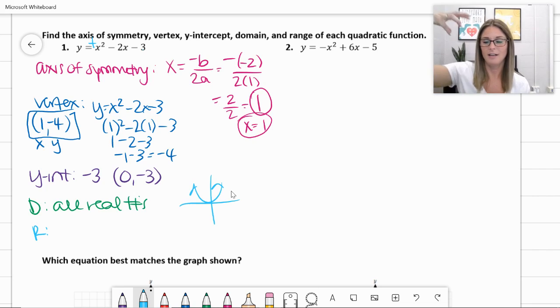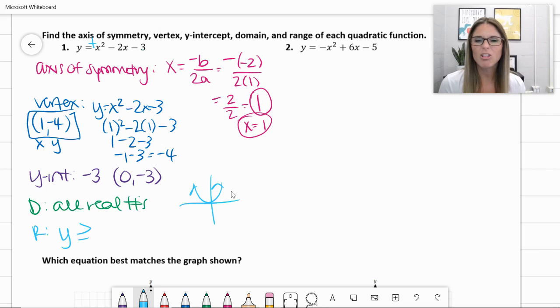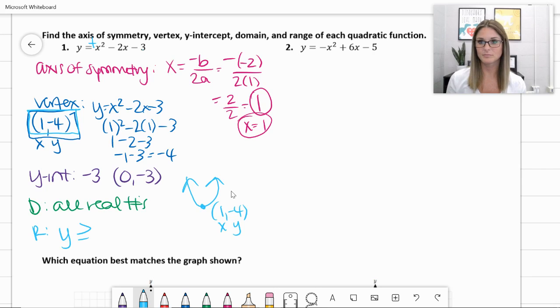So my range is going to be all the y values that are greater than or equal to what? How low does it go? Well, as low as my vertex goes. My vertex, let me resketch this, is at 1, -4. That's only going to go as low as -4. So from -4 up is all my y values, all the y values greater than or equal to -4.